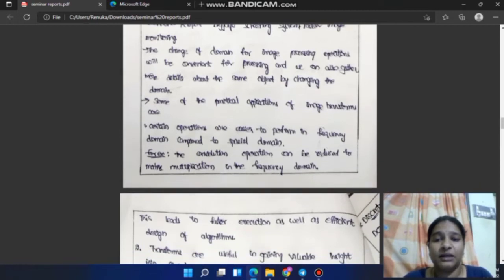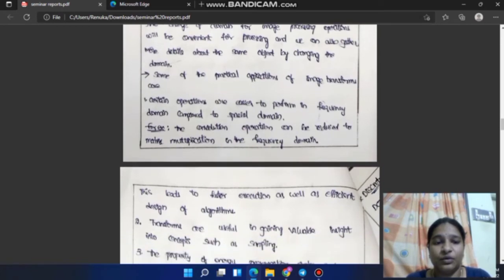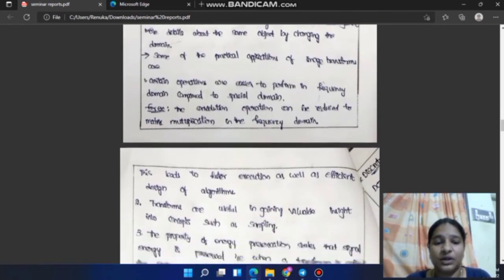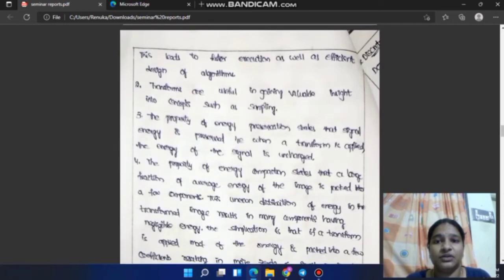Some of the practical applications of image transforms are: certain operations are easier to perform in the frequency domain compared to the spatial domain. For example, the convolution operation can be reduced to multiplication in the frequency domain. This leads to faster execution as well as efficient design of algorithms. Transforms are also useful in gaining valuable insight into concepts such as sampling.